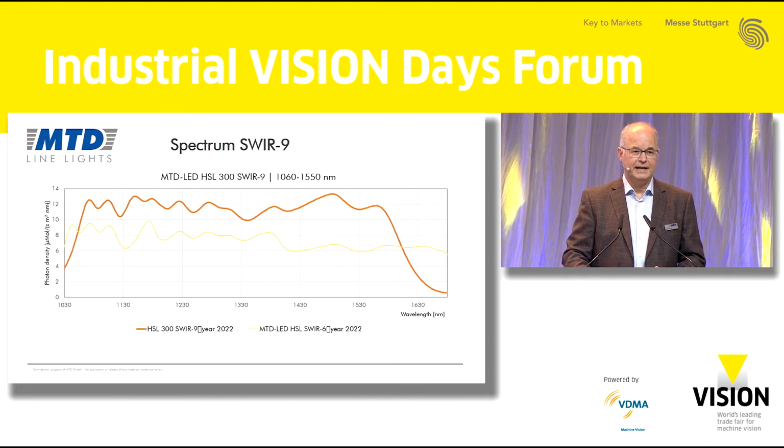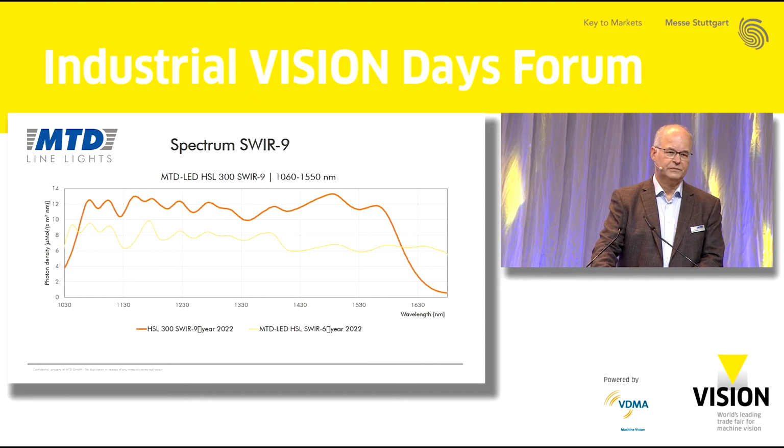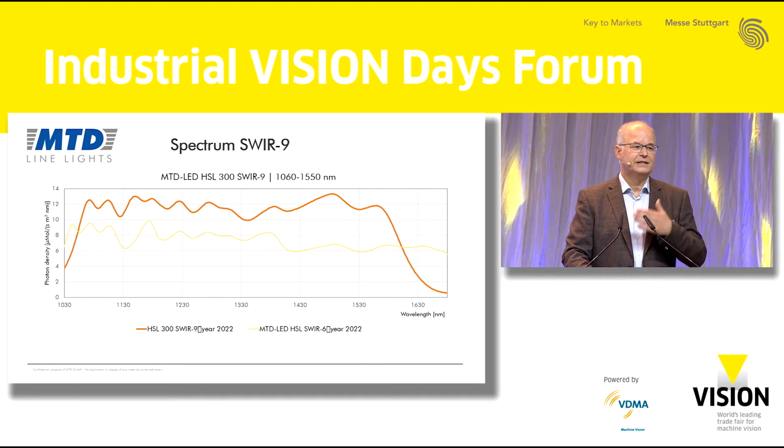Sometimes it makes sense to use a somewhat smaller spectrum because you don't need all wavelengths. For these applications, we have the shortwave infrared 6, starting from 1060 up to 1550 nanometer. And you see it has much more intensity in this only slightly smaller range.